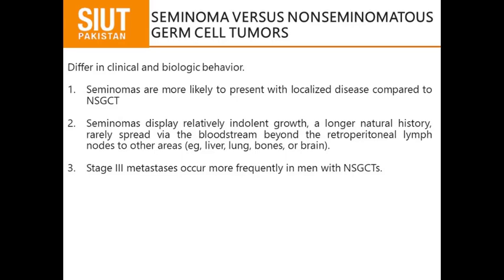So what are the differences between seminomas and non-seminomatous germ cell tumors? They differ in clinical and biological behavior. Seminomas are most likely to present with localized disease compared to non-seminomatous germ cell tumor. Seminomas display relatively indolent growth, a long natural history, and rarely spread via bloodstream beyond the retroperitoneal lymph nodes to other areas such as liver, lungs, bones, or brain, which is more common in case of non-seminomatous germ cell tumor. And stage 3 metastasis occur more frequently in men with non-seminomatous germ cell tumor.